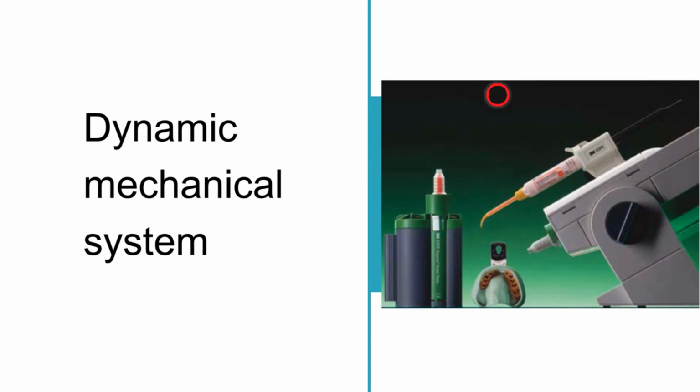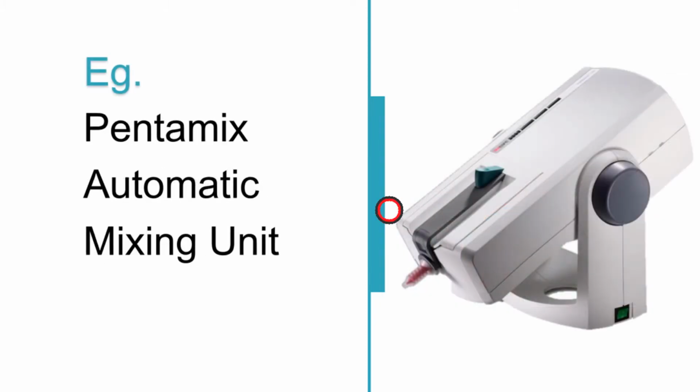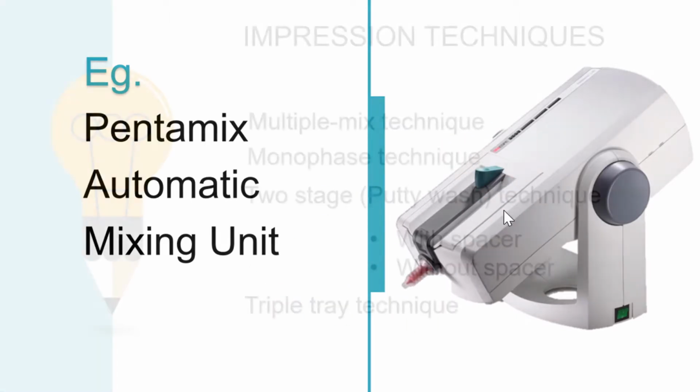We also have the dynamic mechanical system. Here we have an internal spiral which is motor driven, meaning inside we have a motor that moves and rotates and mixes the material. The advantages here are that it gives uniform mixing, and the speed of mixing is also good, but obviously the equipment is expensive. Polysulfides and polyethers are available in this system. An example is Pentamix, the Pentamix auto mixing unit. Inside we have a spiral. Automatically it injects; you push the button, you get the mixed material.